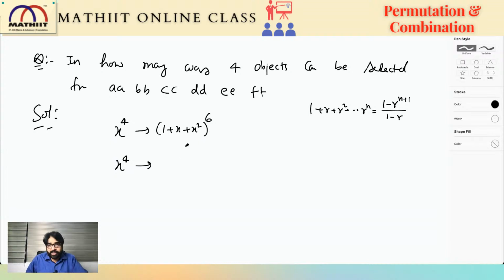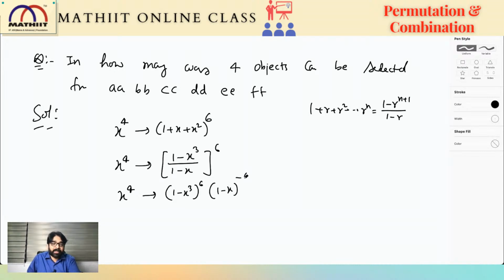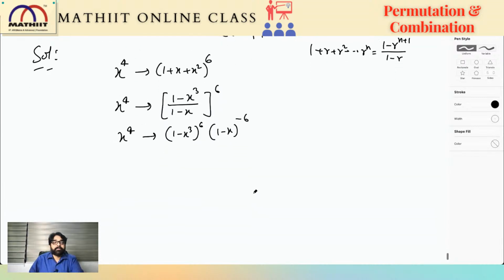So many ways we can do. Coefficient, my purpose is not to teach you coefficient. My purpose is to teach you what exactly the meaning of this. So this will become 1 minus x cube, because n is 2, divided by 1 minus x power 6. So that will become coefficient of x power 4 into 1 minus x cube power 6 into 1 minus x power minus 6. Correct?